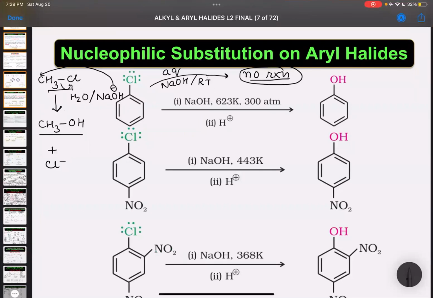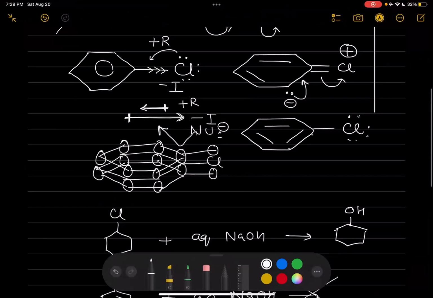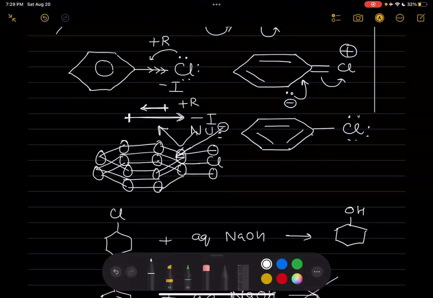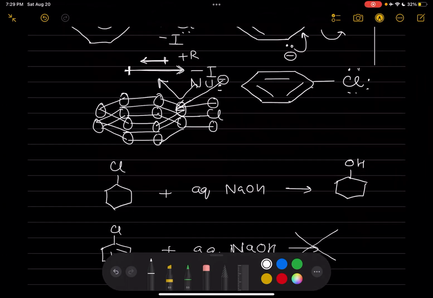Yes, you need to take the temperature very high. High temperature means the OH minus, Mohammed, is moving with a very high speed. If OH minus is moving with a very high speed, then it will have sufficient energy to get through this pi electron cloud and give its electron to the carbon atom of the benzene. Is it clear?